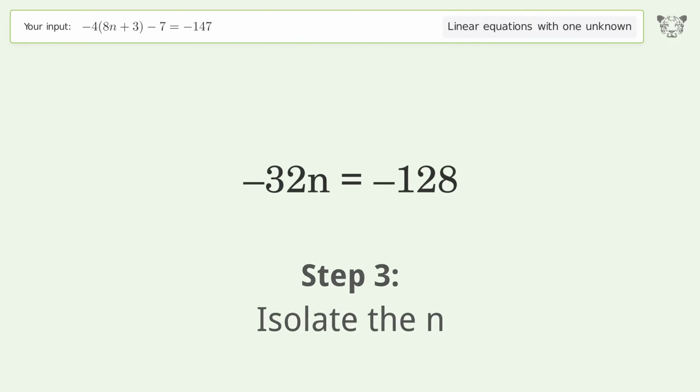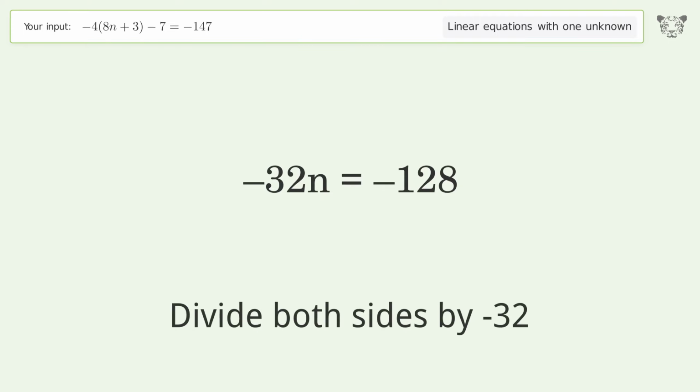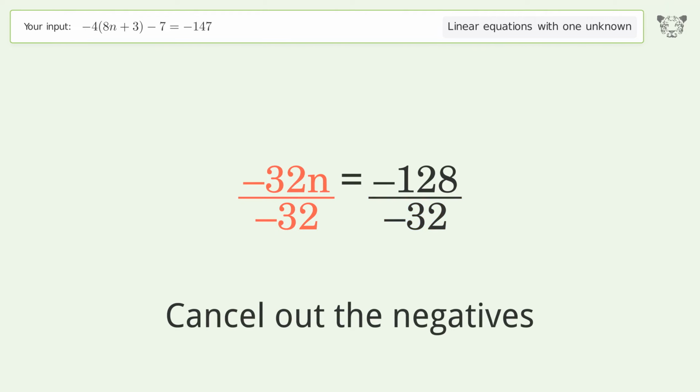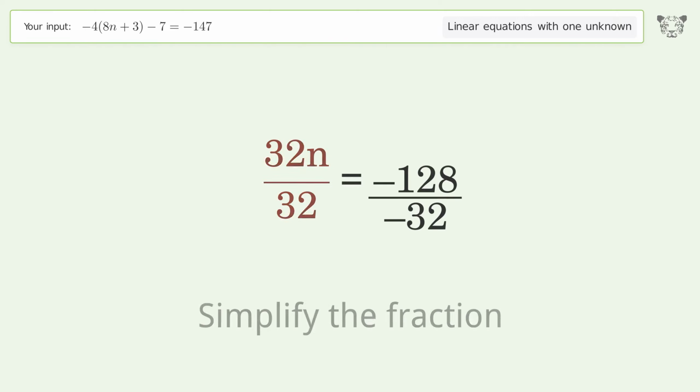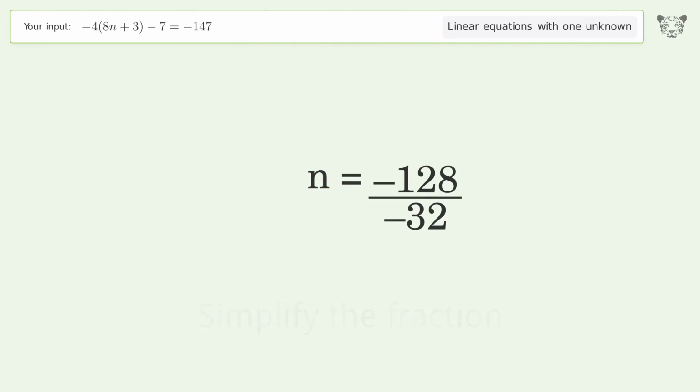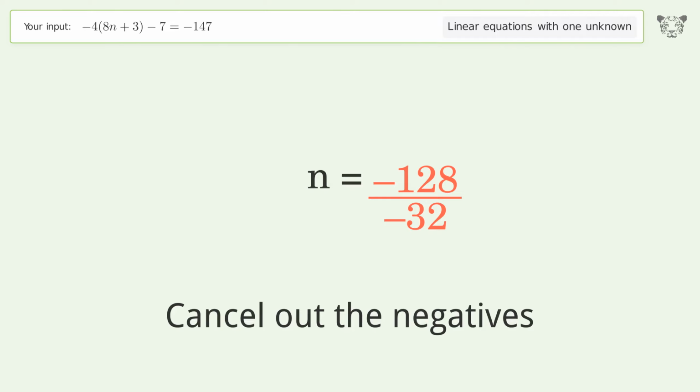Isolate the n. Divide both sides by -32. Cancel out the negatives. Simplify the fraction. Cancel out the negatives.